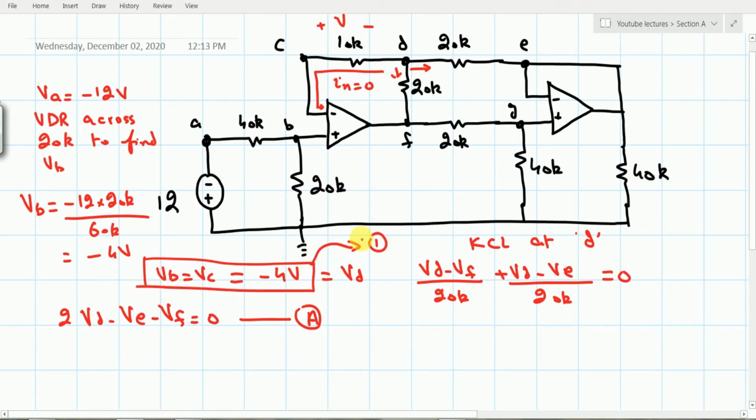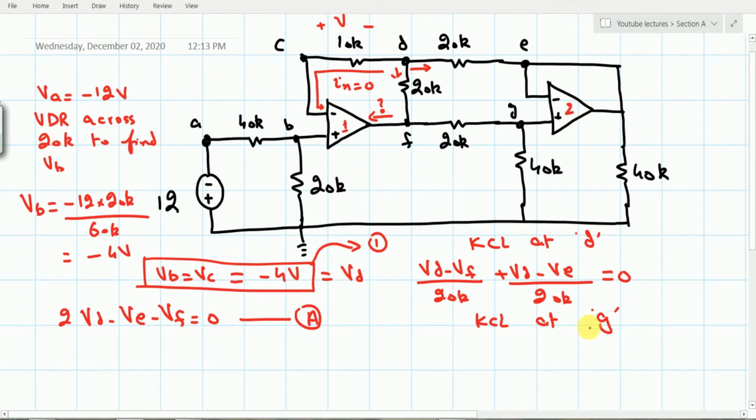The next step is to apply the KCL at node G. We cannot apply the KCL at node F because it is connected with the output of operational amplifier number 1, and we do not know what the current is here. This current I is unknown, so we cannot apply Kirchhoff's current law at node F. Similarly, we cannot apply the node KCL at node E because it is also connected with the output of operational amplifier number 2.